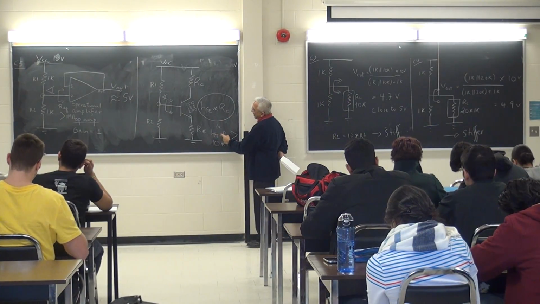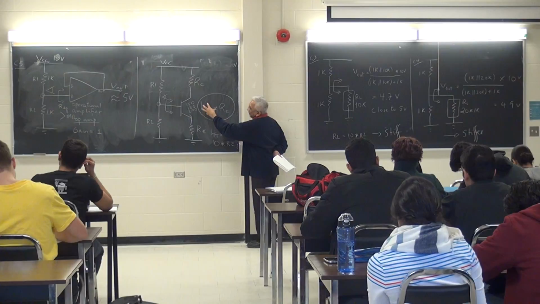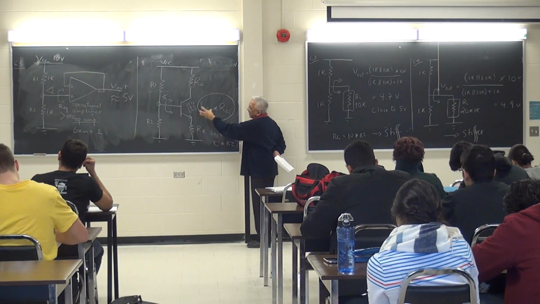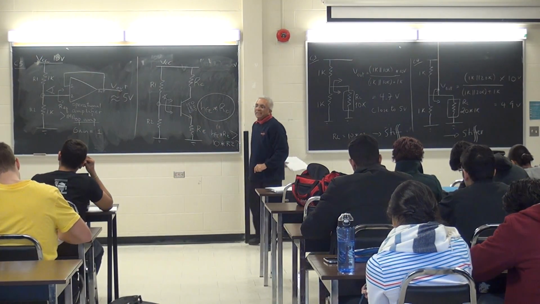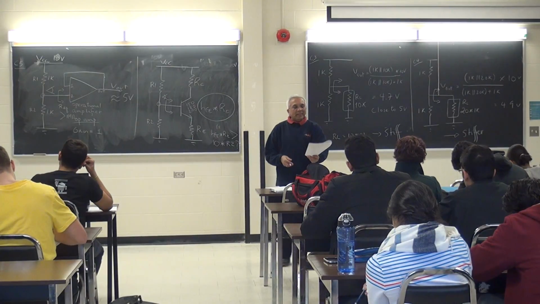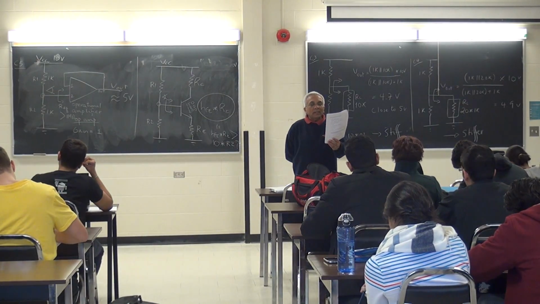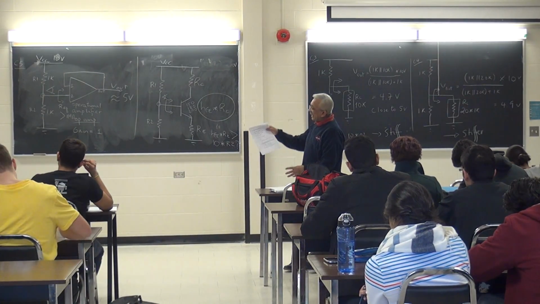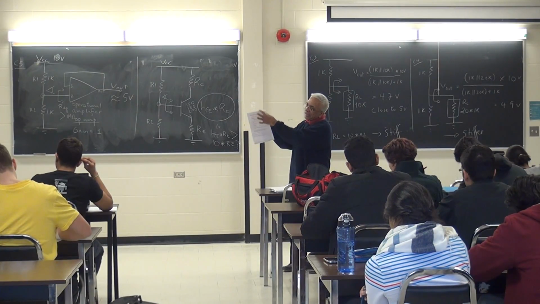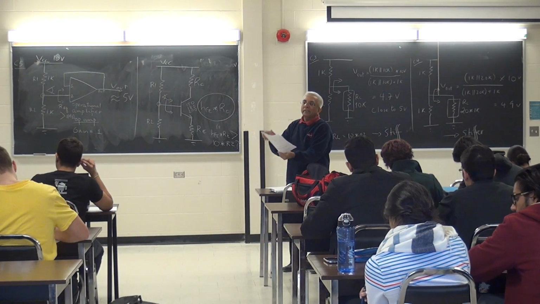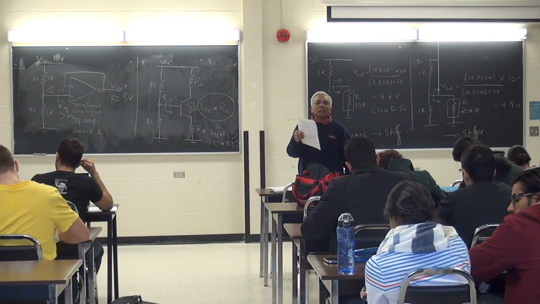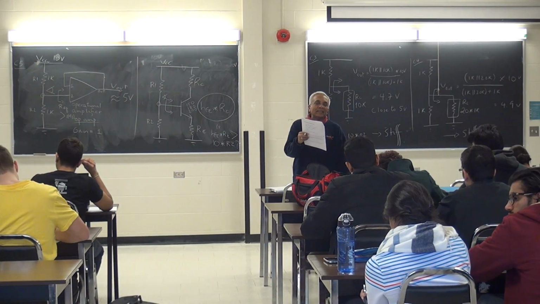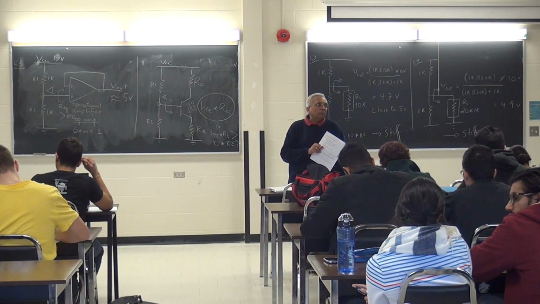And this is my test. Is this equivalent resistance greater than 10 times R2 or not? If that is the case, I can use the equations that are on page 2. So let's do an example so that all of this makes sense. Go to page 3 now.